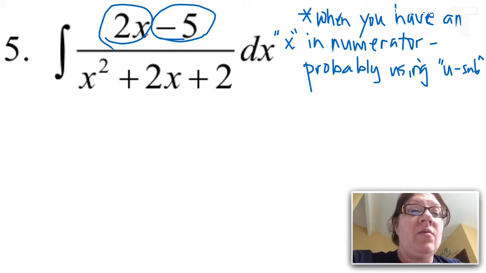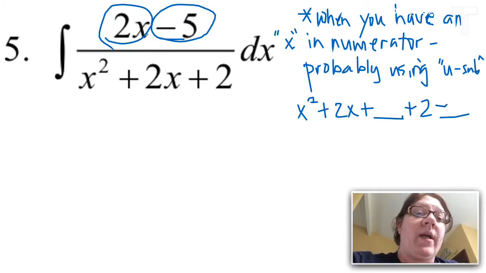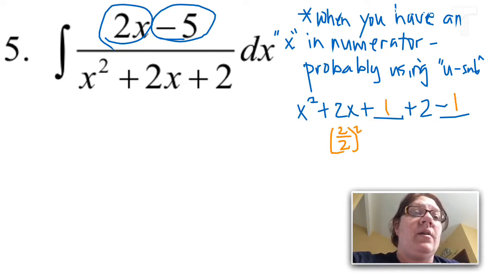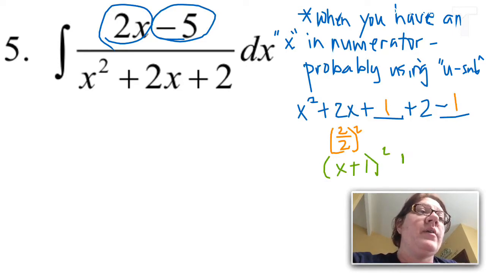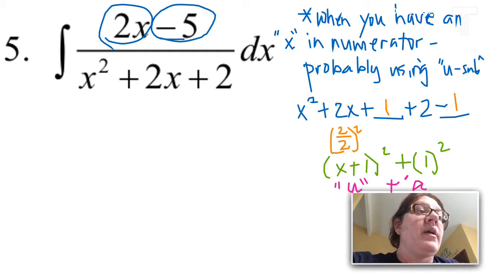So I'm going to look at the denominator first, and I do note it is a quadratic. So I'm going to see if I might be able to complete the square on it. And of course, half of 2 squared is 1. So this turns into x plus 1 quantity squared plus 1 squared, so that I know that this beginning piece is the u and the last piece is the a.